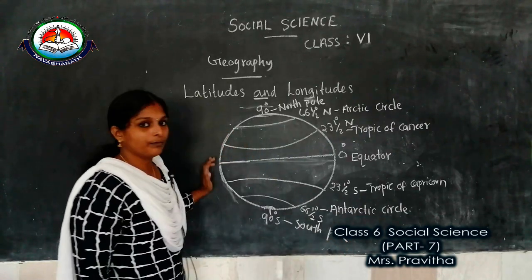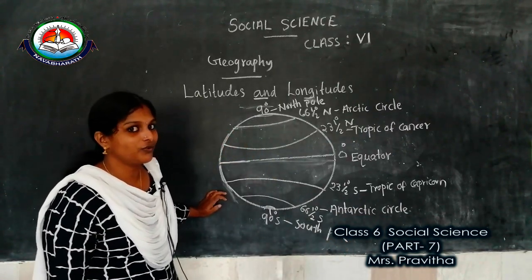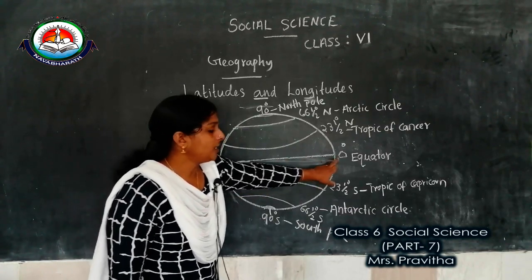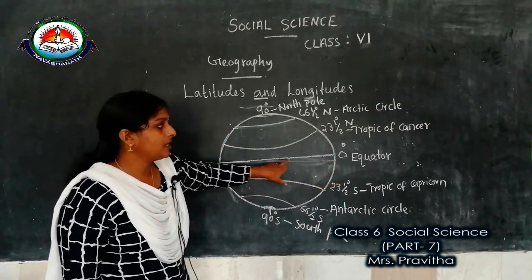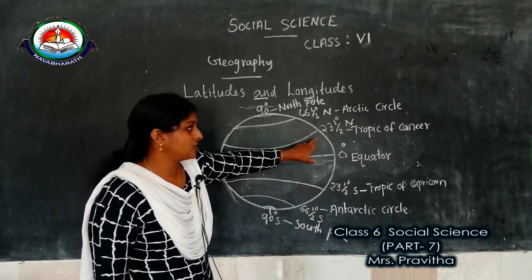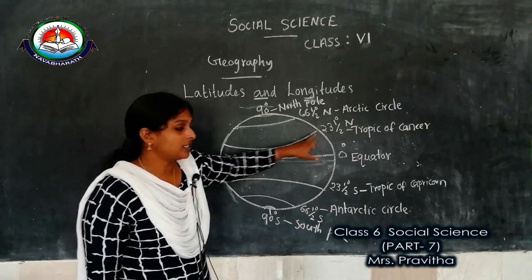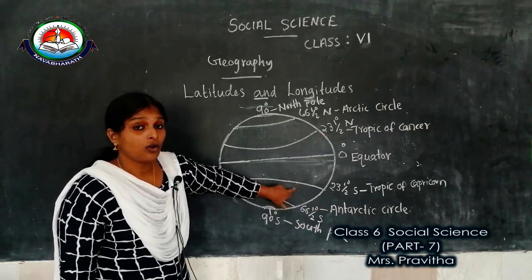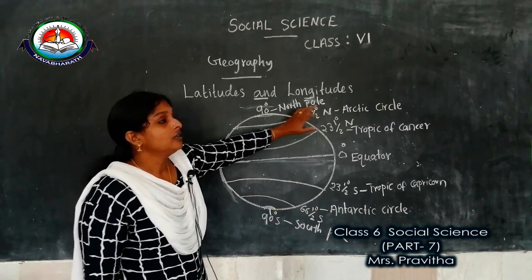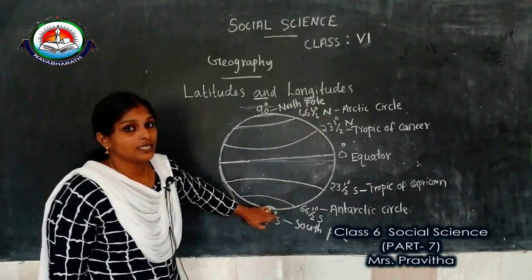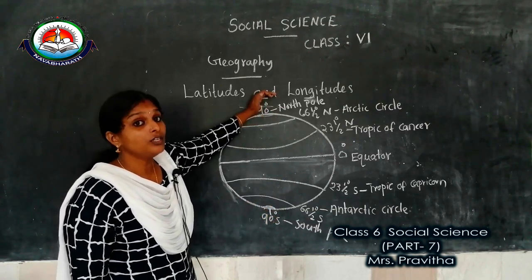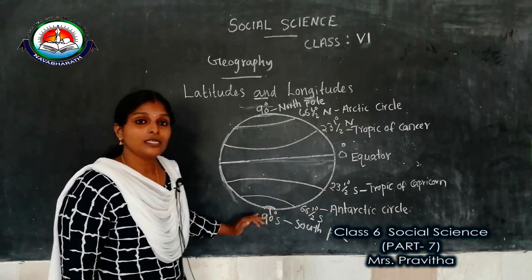So these are the important latitudes. I think, children, you got an idea. 0 degree latitude is known as the Equator. The Equator is the biggest latitude. 23 and a half degree north latitude is known as the Tropic of Cancer. 23 and a half degree south, Tropic of Capricorn. 66 and a half degree north, Arctic Circle. 66 and a half degree south, Antarctic Circle. 90 degree north, North Pole. 90 degree south, South Pole.